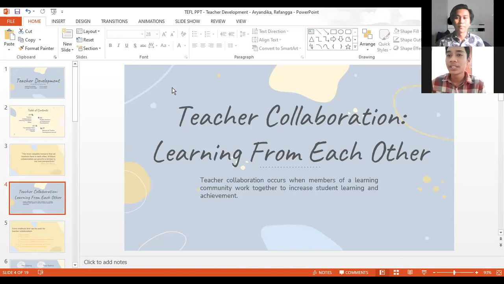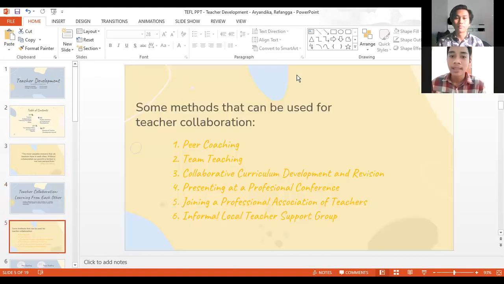Teacher collaboration, learning from each other. Teacher collaboration basically occurs when members of a learning community work together to encourage students' learning and achievement. There are some methods that can be used for teacher collaboration. The first one is peer coaching. The second one is team teaching, and then collaborative curriculum development and revision, and then presenting at a professional conference, and then joining a professional association of teachers. And the last one is an informal local teacher support group.